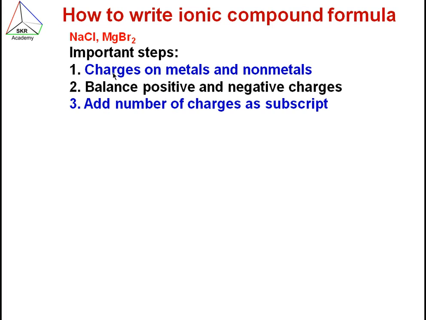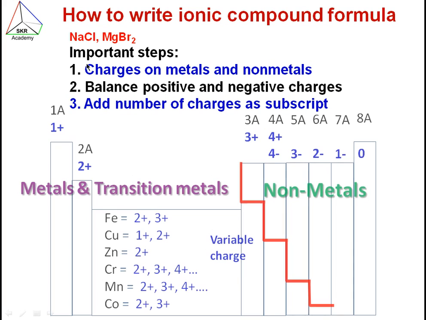First, we have to find the charges on metals and non-metals. Then we have to balance the positive and negative charges of the metals and non-metals. The third step is to add the charges as subscripts. We will use these steps to write the ionic formula, but before that we have to find the charges on metals and non-metals. How will you find them?